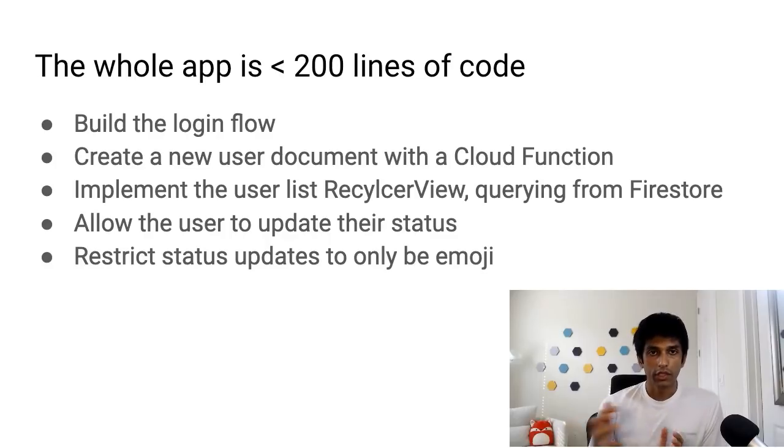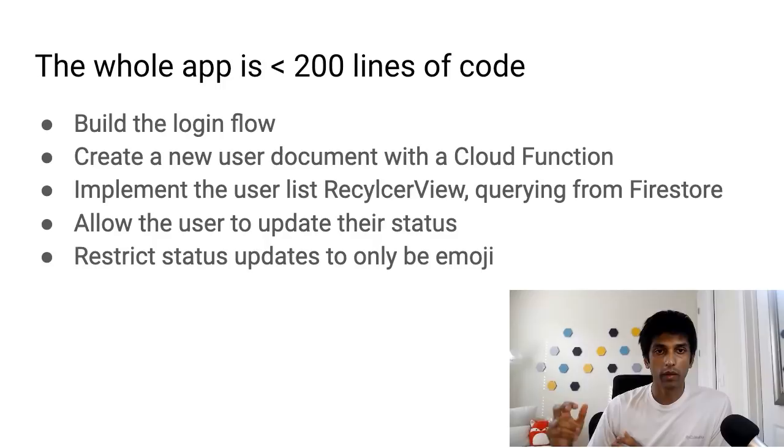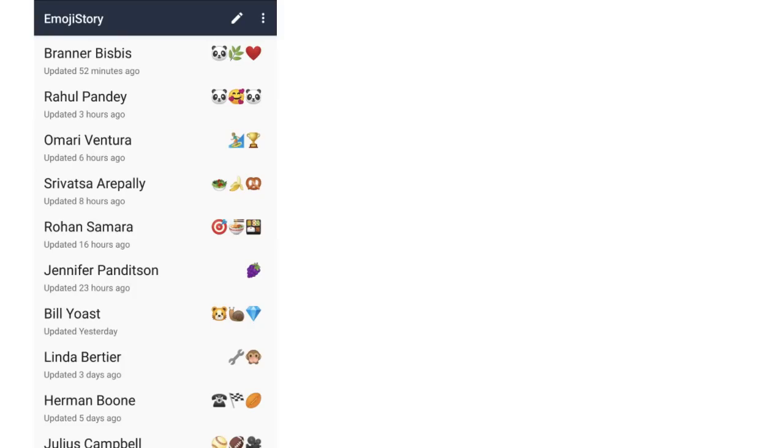Even though there are a few moving pieces here, the whole app is less than 200 lines of code. The way I want to build this out with you is first, in the next video, we're going to build the login flow. Then we're going to create a new user document with a cloud function, so whenever the user signs up, we create a new user document. Then we're going to implement that list of users in a recycler view, and query from Firestore to get that data. Then we're going to allow the user to update their status using that edit icon. And finally, we're going to restrict the entry in that edit text to only be emoji.